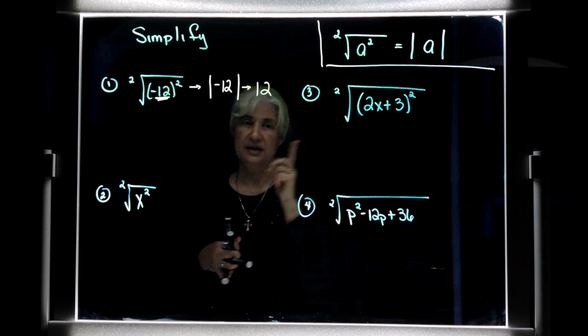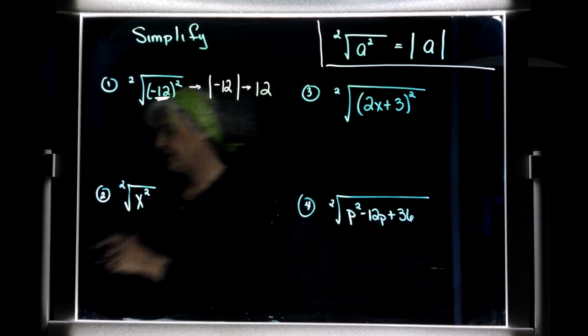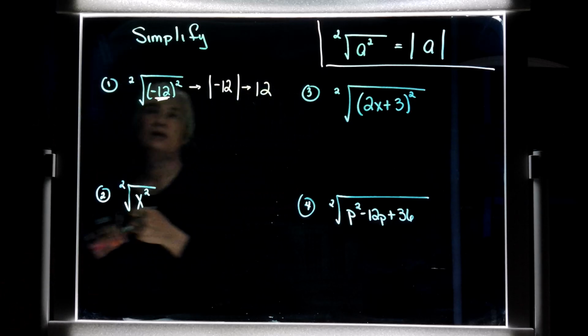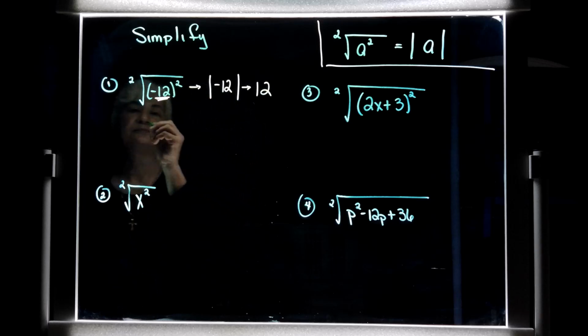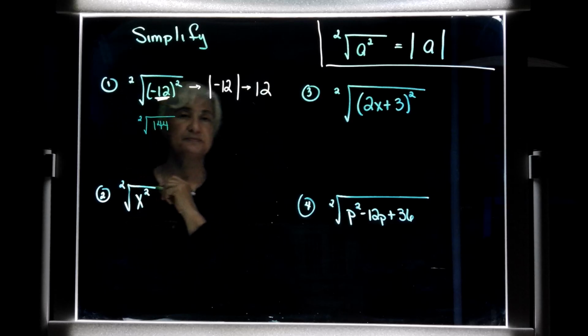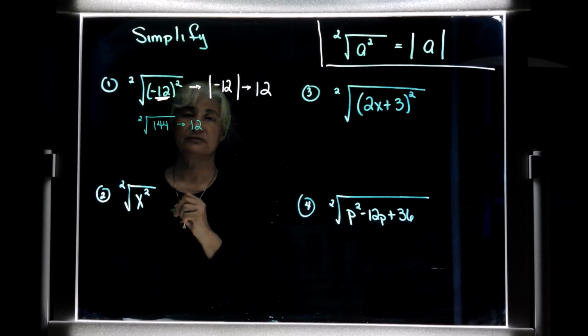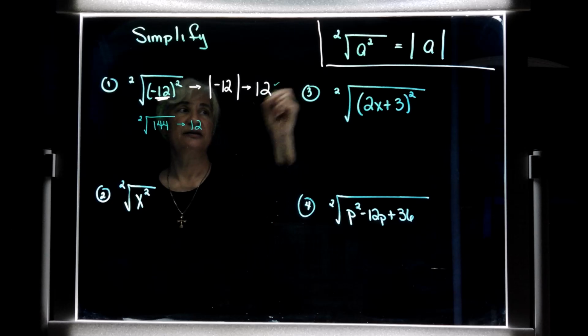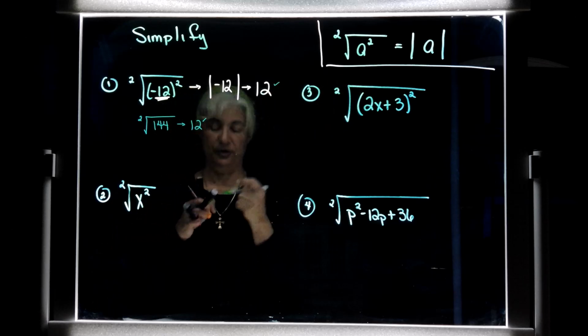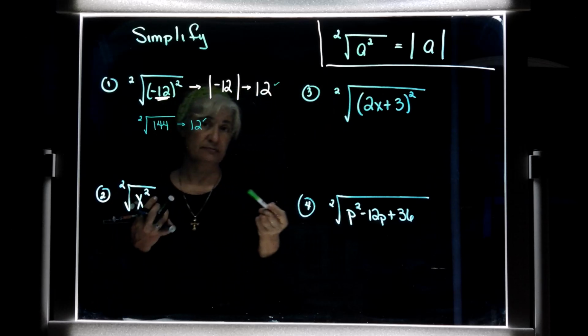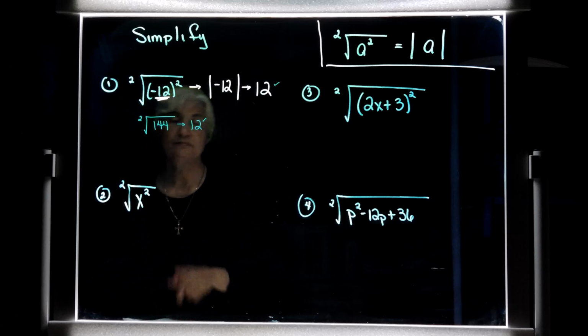Now, let me show you the long way. According to the long way, I would be taking the square root of 144, wouldn't I? Because negative 12 squared is 144. And isn't that answer a positive 12? Check, long way, and our formula are working. Good? Okay. Number 2.